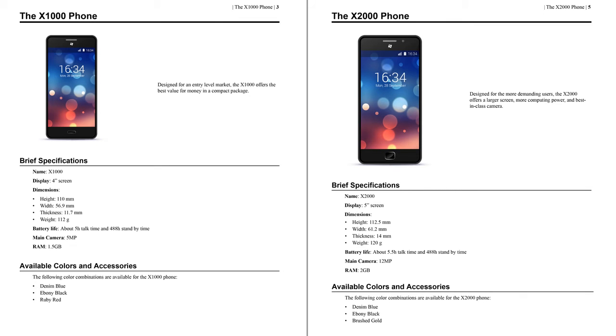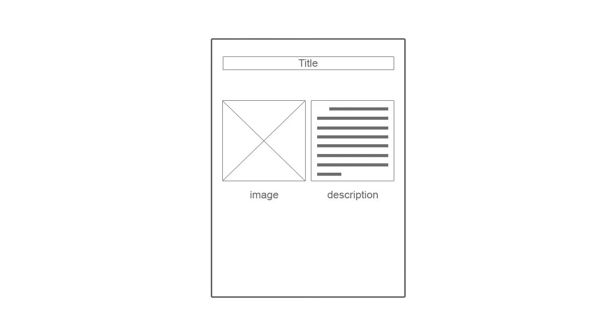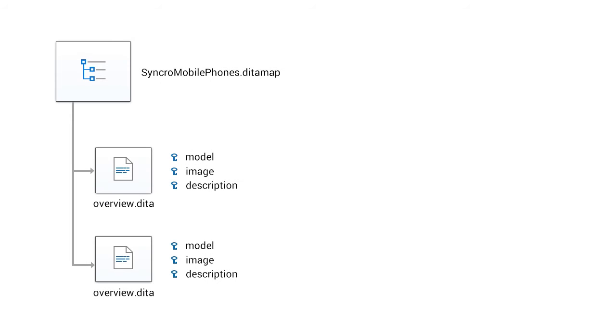In our case, two generic phone models named X1000 and X2000. Each of these phones need an overview topic with a basic layout that contains a title, a product image, and a short description. Translated into DITA, this might be a topic that uses variables for its title, image, and content, allowing us to use it in the brochure for both phones.